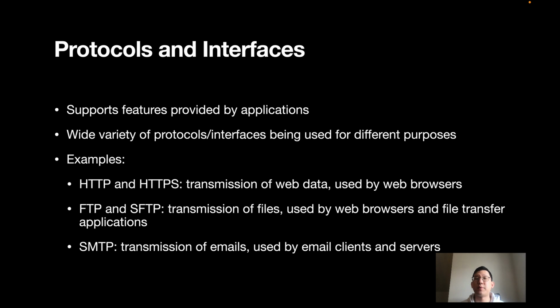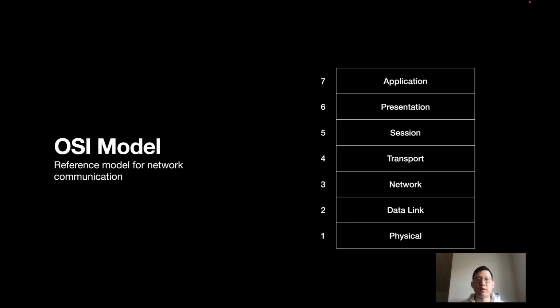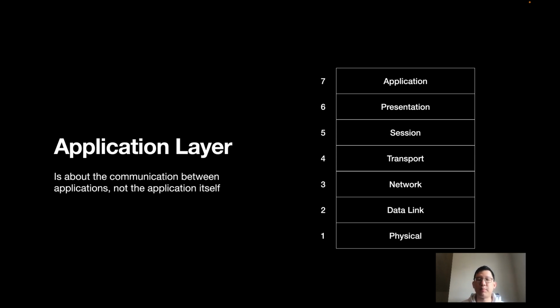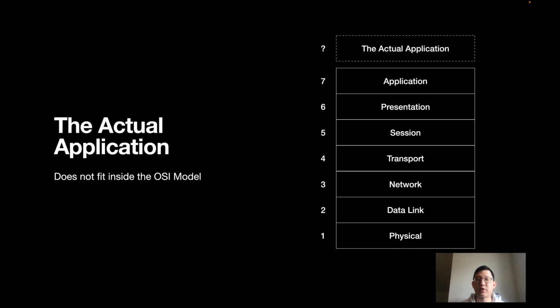Now, I see a lot of websites and forums debating whether the application itself can be classified into the application layer. In order to clarify this, we need to go back to the purpose of the OSI model. The OSI model is supposed to serve as a reference model for network communication, and the key here is network communication. So for the application layer, it is all about the communication between applications, but not the application itself. So in the context of the OSI model, the actual application does not fit inside the OSI model.